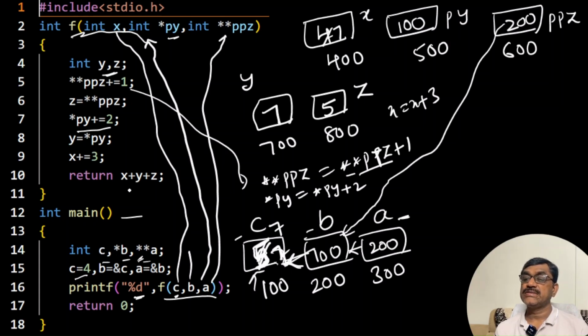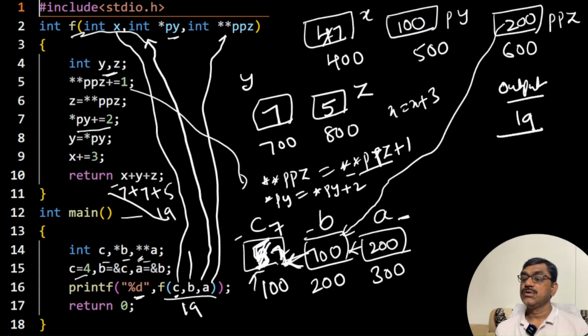Now finally we are returning x plus y plus z. The x value, how much? 7, plus the y value 7, right? The z value, how much? The z value here is 5. 7 plus 7, 14, plus 5, how much? 19. So from this return x plus y plus z, we are returning the value 19. The output of this program is 19. The output of this code snippet, which was asked in the GATE examination, is 19, right?